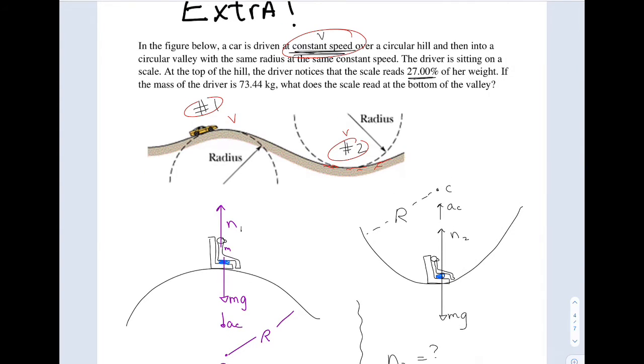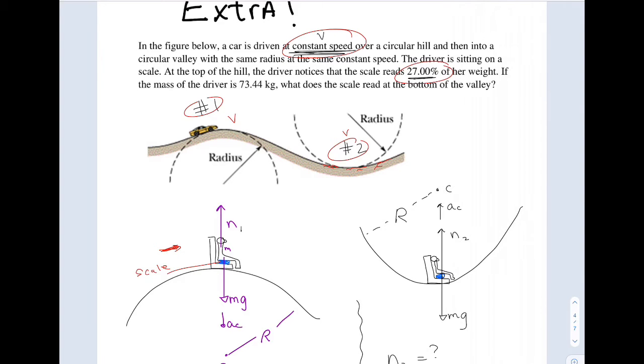So at the top of the hill, I drew the driver over here, and I drew this little scale. The blue thing right there, that's the scale. They're sitting on the scale. And it says at the top of the hill, the driver notices the scale reads 27% of their weight. So for example, if they weigh 100 pounds standing on a scale at home, the scale would read 27 pounds.